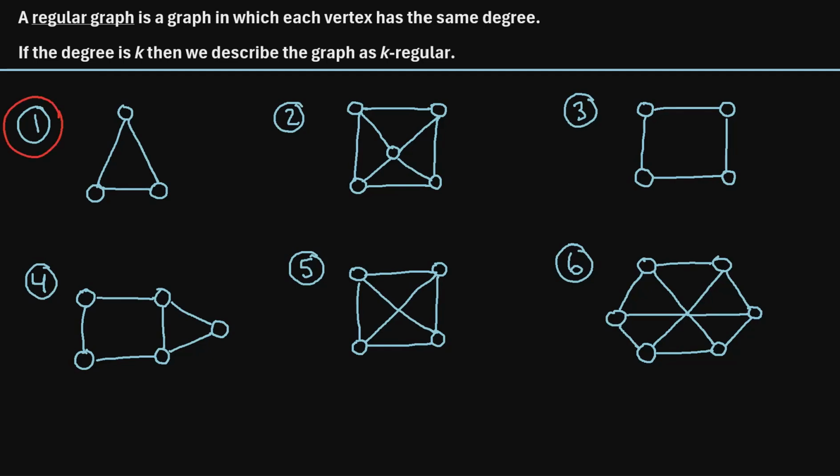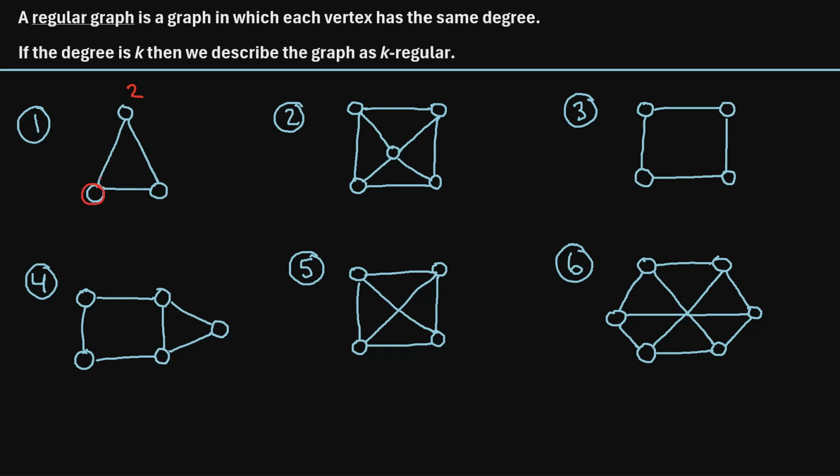So let's consider graph number 1 right here. In this graph, we want to determine, does every vertex in the graph have the same degree? Now, as a reminder, the degree of a vertex is simply the number of edges that are incident to that vertex, or in other words, the number of edges that are connected to that vertex. So if we consider this vertex right here, we can see that there are 2 edges that are incident to it. So let's go ahead and label this with a degree of 2.